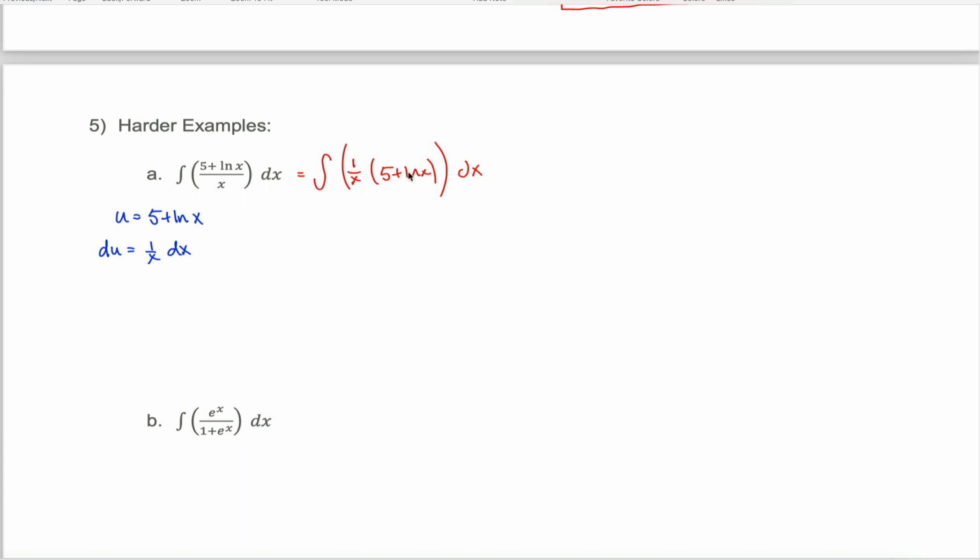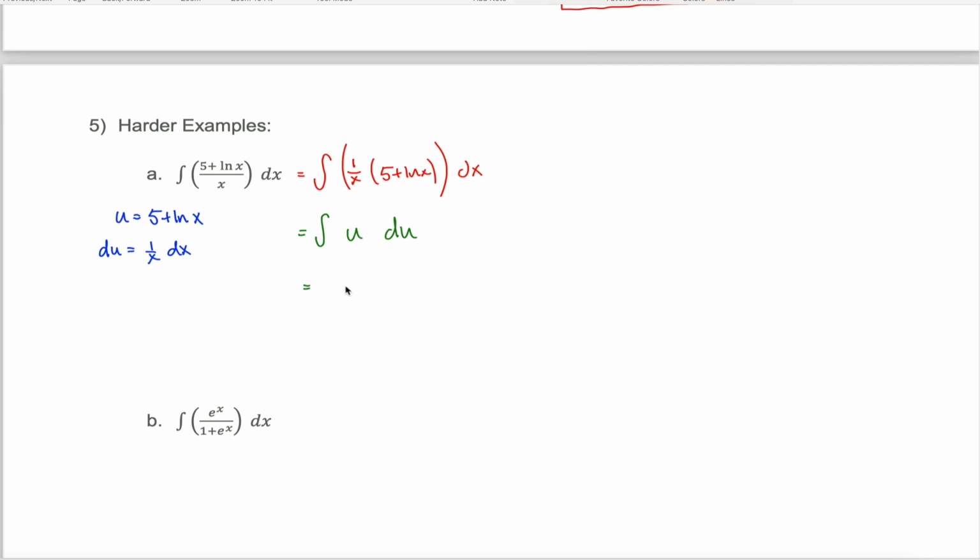You don't have to go through and write that step, but maybe when it's written this way, it's easier for you to see, here's the du, and here's the u. I got my substitutions. When I substitute in, I get the integral of u du. The pieces fit really nicely. This is a fairly easy antiderivative to take.